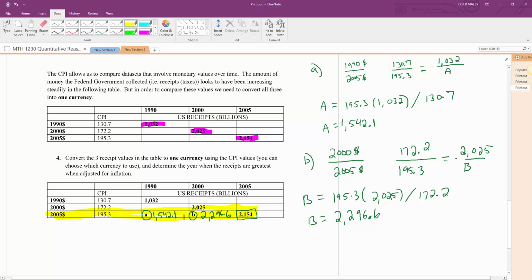So now it's fair to compare these. Does it look like everything was steadily increasing? From 1990 to 2000, we have an increase. But from 2000 to 2005, we actually had a decrease in spending now that everything's in terms of the same currency. So we could say that, converting all receipts to $2005, receipts in 2000 are greatest when adjusted for inflation. All right, so that's all I have for this worksheet.